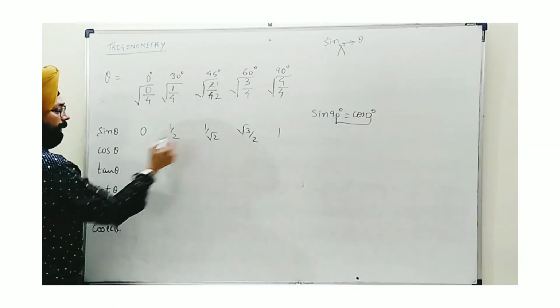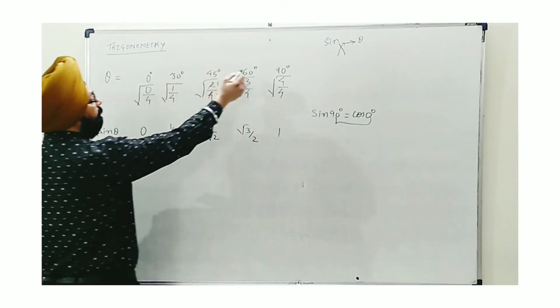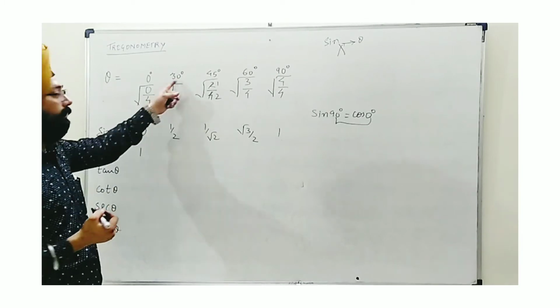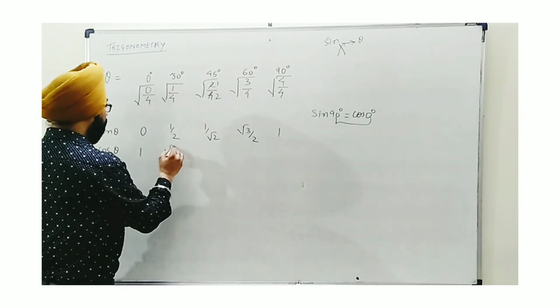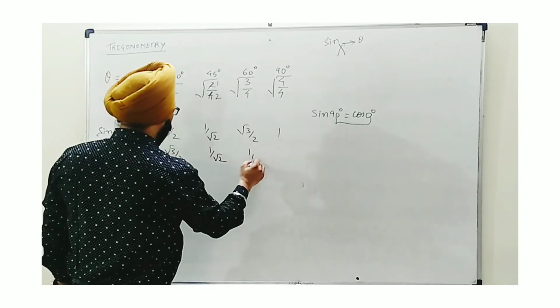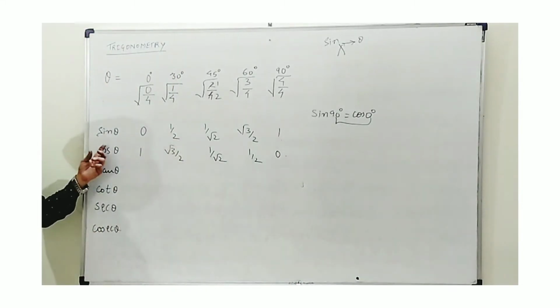So that's why we will write here in reverse order, like 1. Now 30 plus 60 also is 90, so cos 30 is equal to sin 60. So this value will be written for cos 30. This way we write the values in reverse order to get the values of cos theta. All values which we have opted for sin theta, we write in reverse order for cos theta.